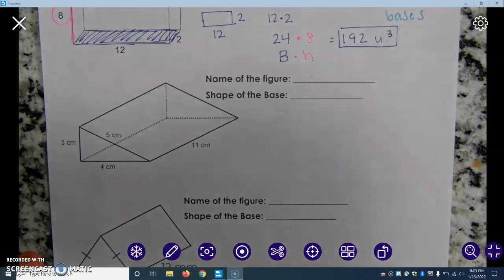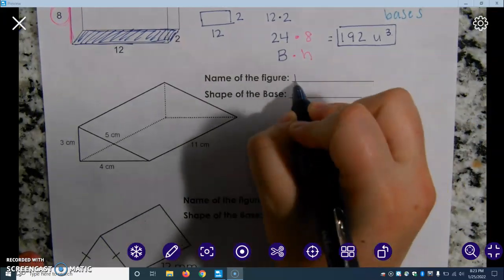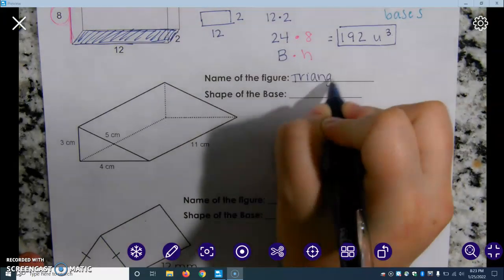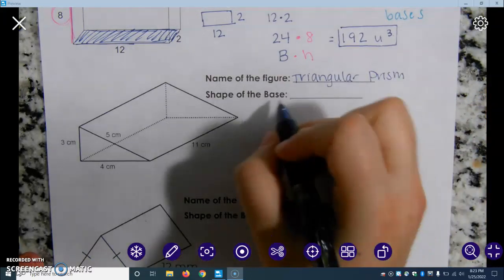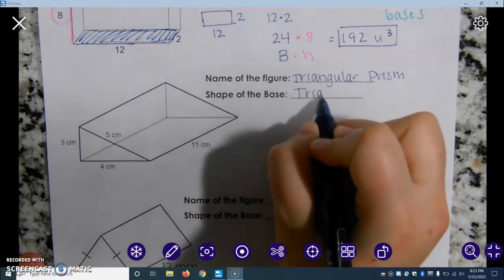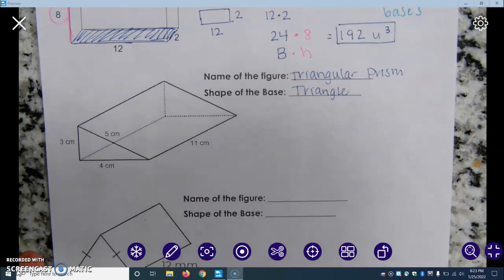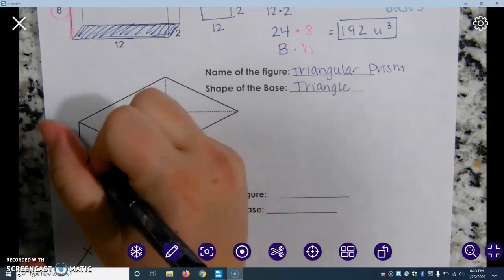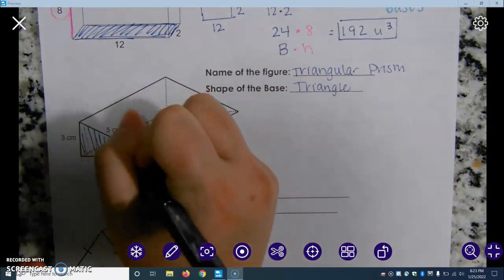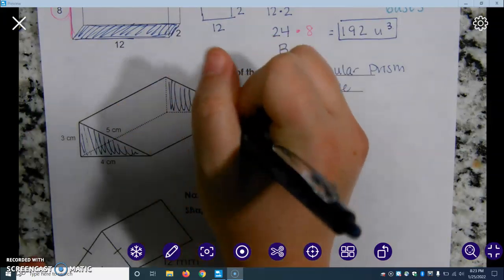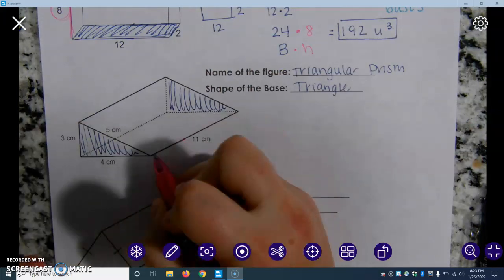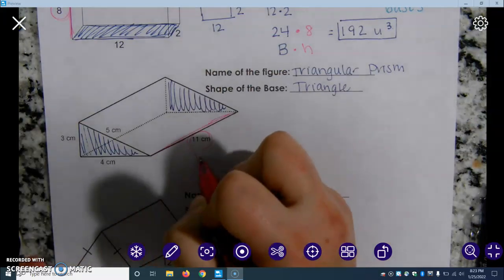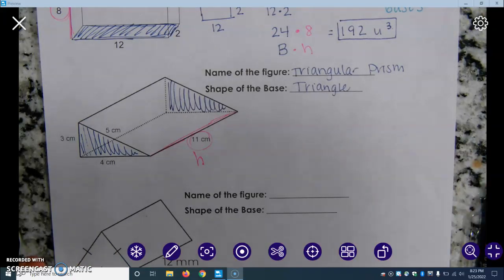All right, the next one. This is a triangular prism, which means the base is a triangle. So I need to find the triangle. So here are my bases. In between those, that 11 is going to be what I use for the height when I go to do the area of the base times the height.